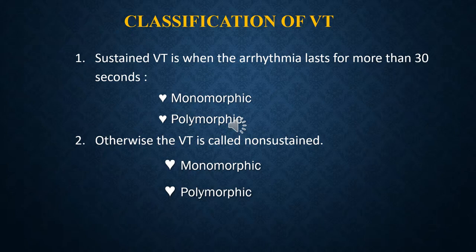Sustained VTAC may be monomorphic or polymorphic. Monomorphic means that the ECG has the same pattern throughout. Polymorphic has different patterns of QRS complex, wide and bizarre, of course, in two types. If it's more than 30 seconds, it's called sustained. If it's less than 30 seconds, we have non-sustained VTAC. Also, non-sustained VTAC may appear on the ECG in a monomorphic pattern or a polymorphic pattern.